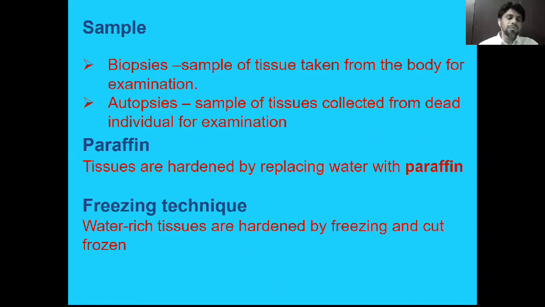Overall study can be made with two major processes. One is paraffin tissue processing, where tissues are hardened by replacing water with paraffin. With this we can study. Another is freezing techniques, where water-rich tissues are hardened by freezing and cut open. With these two methods we can study in detail.